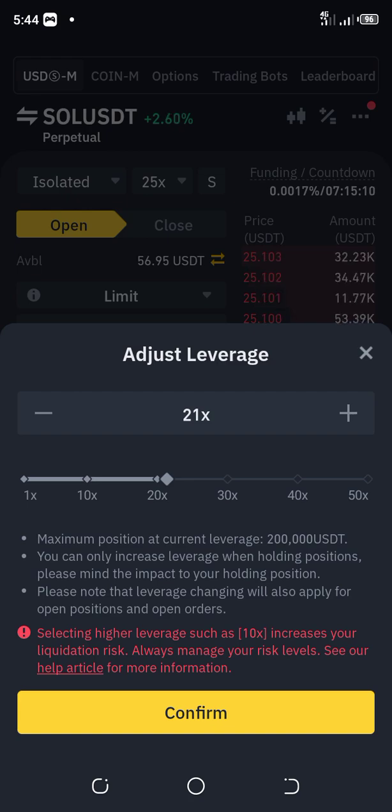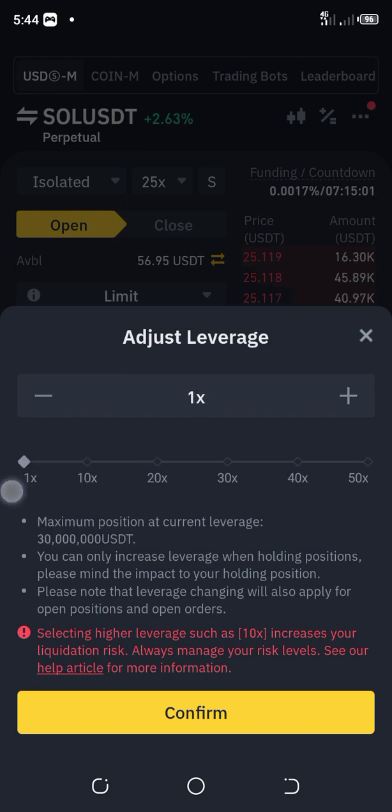For me personally, I use 1 to 20x leverage depending on the trade I'm triggering. Now, what leverage means is that if you are setting your trade on 1x leverage and you enter a trade with $10 or $15, it means for $10, if you set a $10 trade to 1x, you are only using the $10 to initiate the trade.